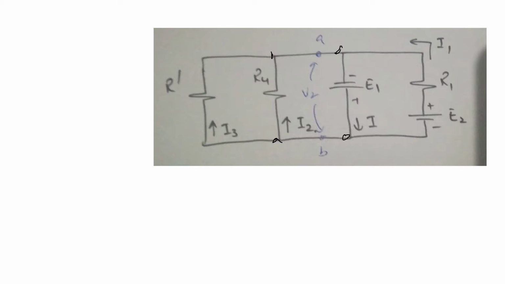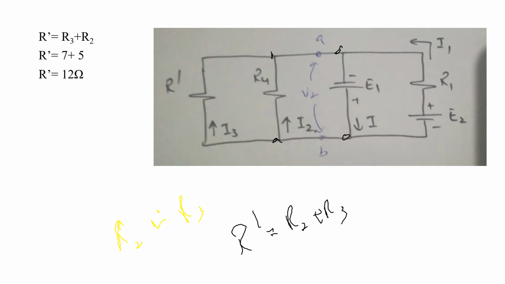So from the previous circuit, we can see that R2 is in series with R3. So we can write R prime is equal to R2 plus R3. By substituting the values of R2 and R3, we get R prime is equal to 12 ohms. Now we have to find the value of V2. What is the value of V2?